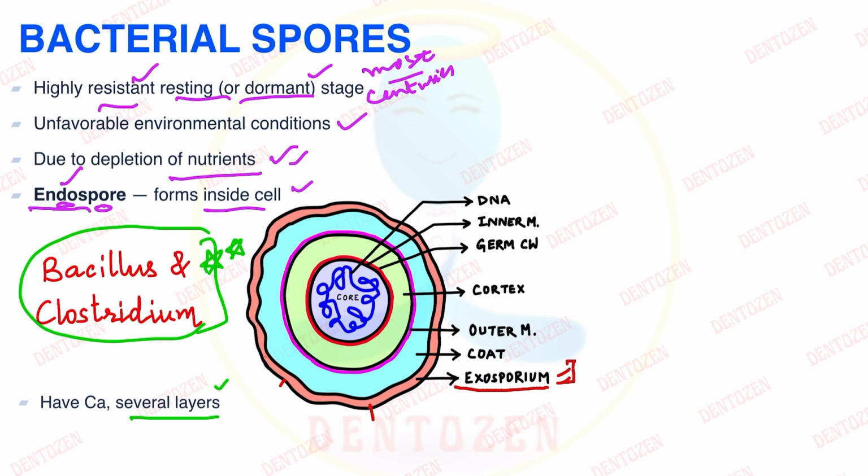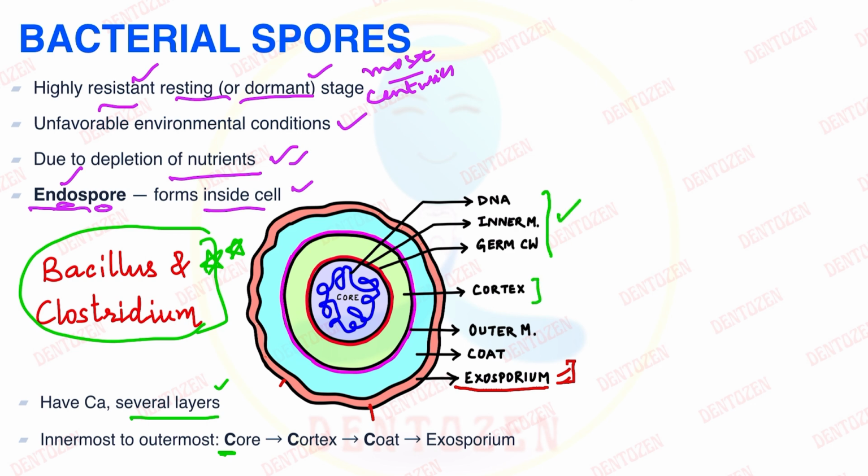So we have seen the layers, that is core containing DNA, inner membrane, germ cell wall. Then we have the cortex, which is present between the inner and the outer layers. And then we have coat, which is a tough layer made up of proteins and which provides additional protection to the spore. And then in the last, we have exosporium, which may or may not be present. So you can remember CCC: core, cortex, coat.